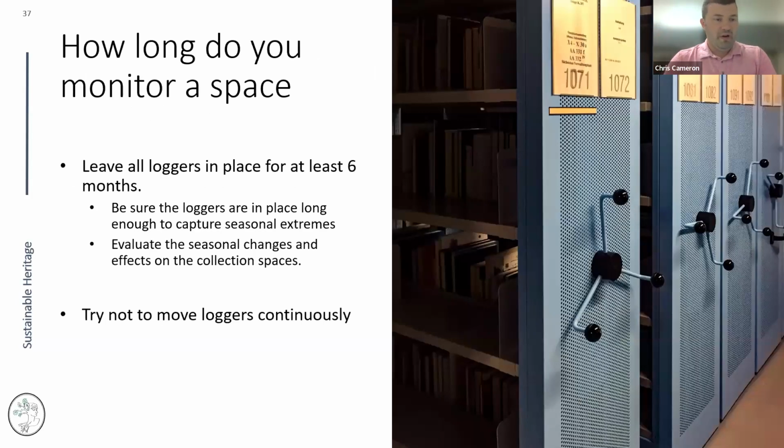So how long do you monitor a space? We recommend leaving all data loggers in place for at least 6 months, preferably a year. If you have to move it, you want at least 6 months worth of data. The point is you want to see seasonal changes in a collection space, going from winter to spring, spring to summer, and summer to fall. You want to see how those changes are occurring. If you're continuously moving a logger from one room to another, we're not seeing those changes and we're not able to evaluate how that environment's changing.